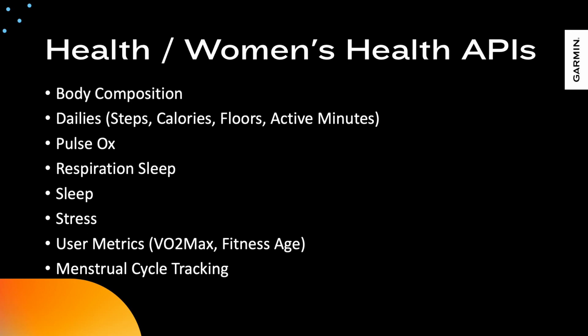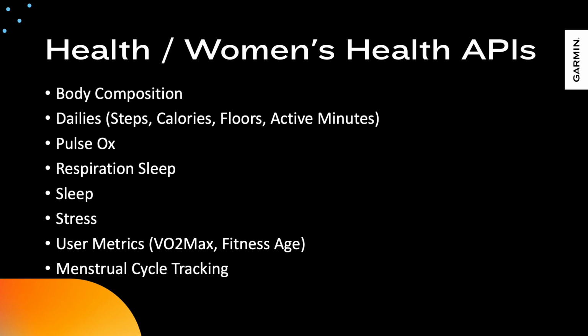The Health API gives you access to wellness information tracked by Garmin wearable devices. With the Health API, you have access to data like steps, floors climbed, and active minutes. You also have access to body composition data, sleep data, including sleep stage classifications, and all-day metrics like heart rate, stress, body battery, respiration rate, and pulse ox. Additionally, the Women's Health API provides access to menstrual cycle tracking.